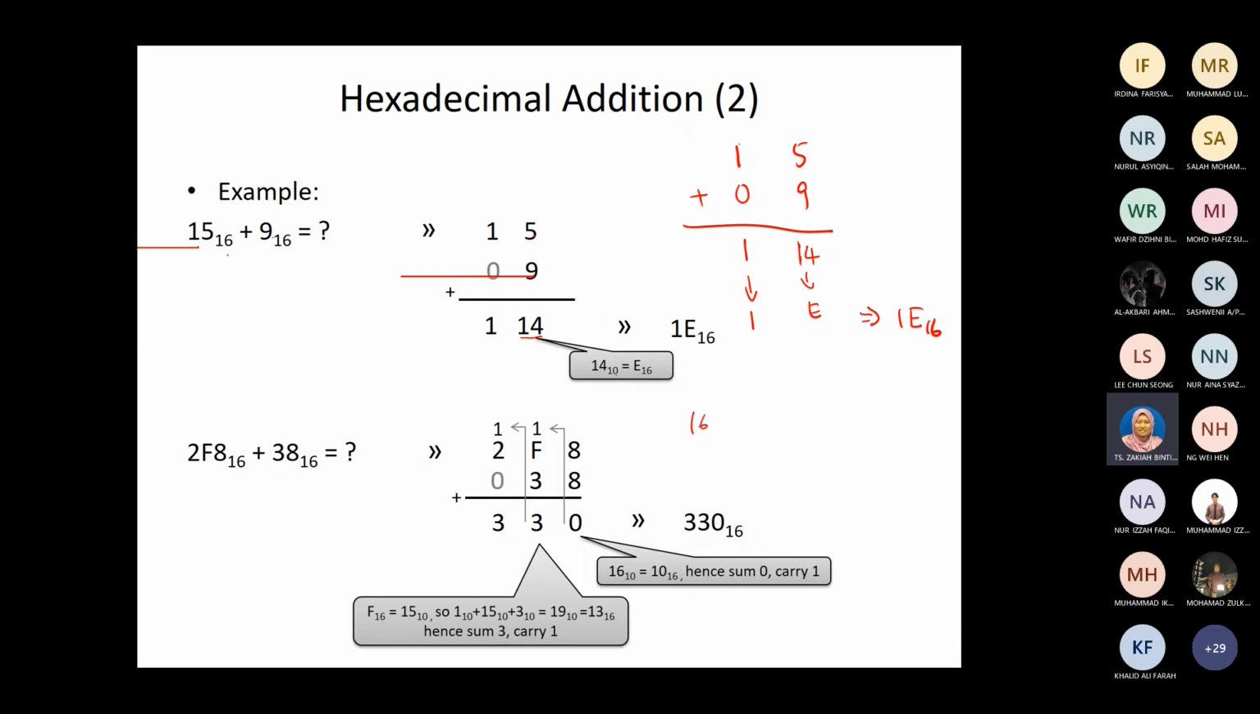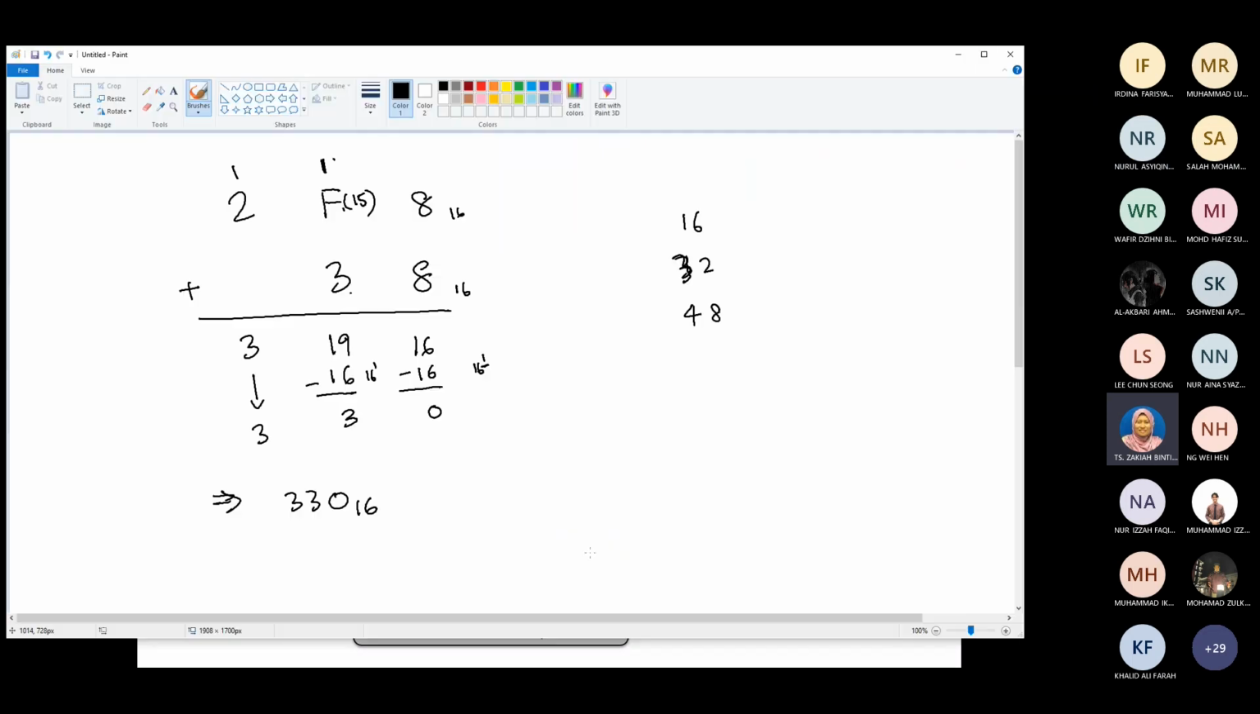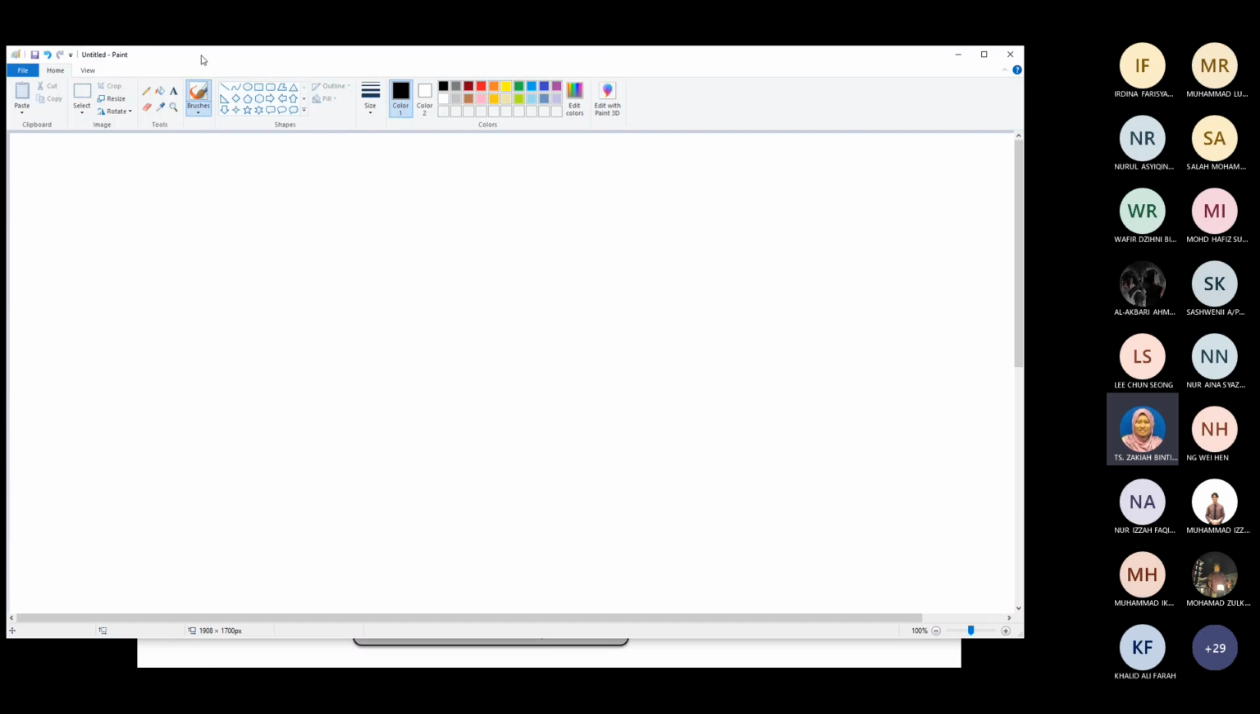Now let me use the example in, where's my paint? Yes, this one. Okay, so let me Control A, T. So let me use the sample on lab 3 actually. It is hexadecimal addition on page 42. So the question is example 3.5C.